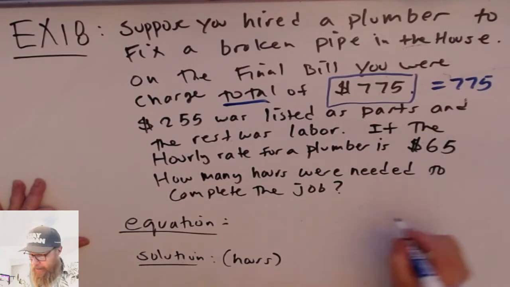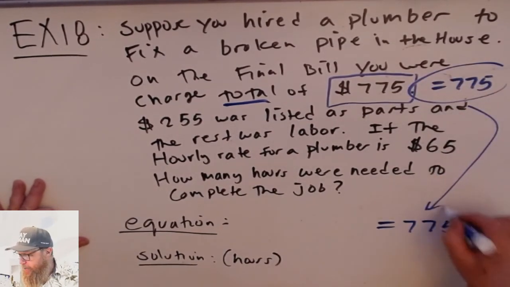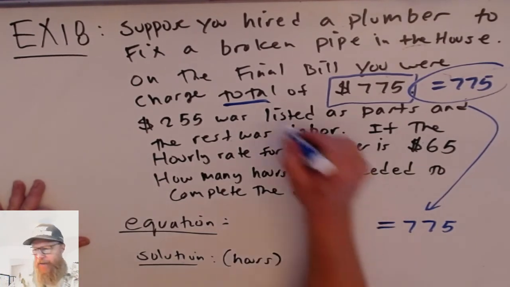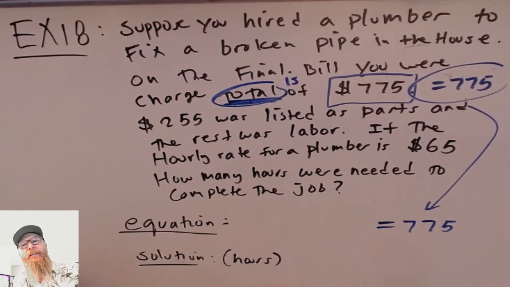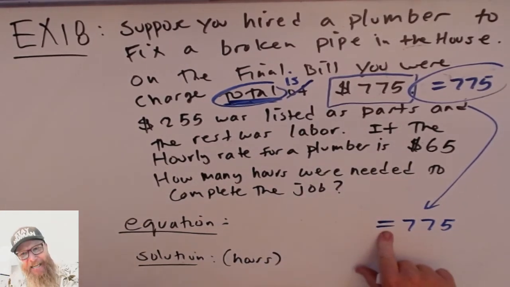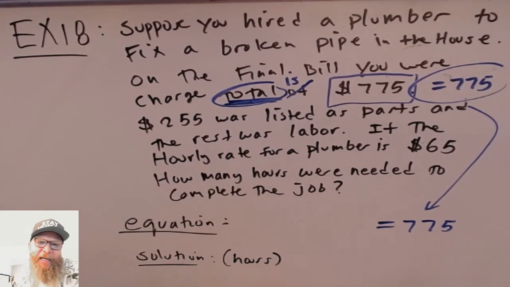So you already know the right-hand side of your equation is going to be equals 775. That's the total. I like to cross off the word "of" because "is" means the same thing in English as "of", so the total charge is 775.